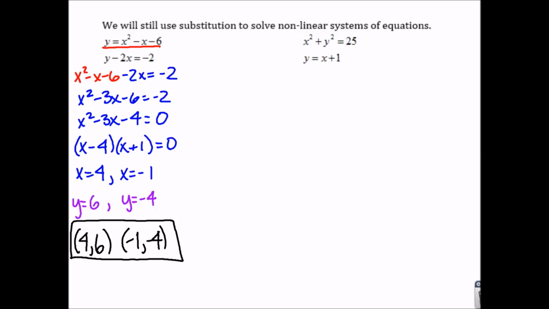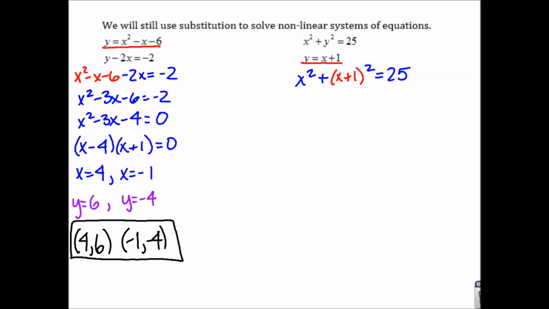The next system of equations is x squared plus y squared equals 25 and y equals x plus 1. So the second equation is already solved for y. So I'm going to go ahead and just plug that into the first equation for y. So I have x squared plus, then y is x plus 1, squared equals 25. Since we have x plus 1 squared, I'm going to do that work off to the side.